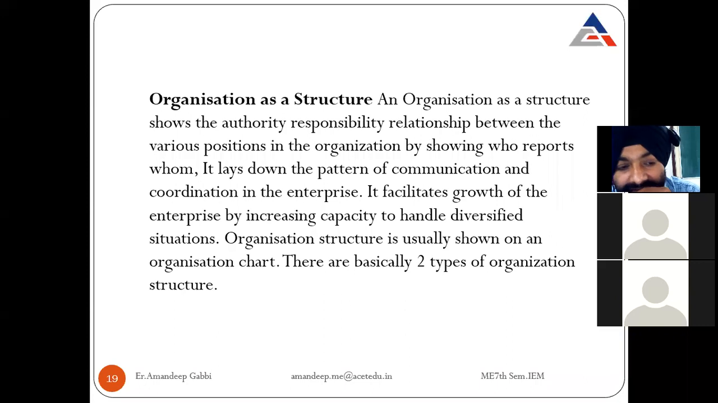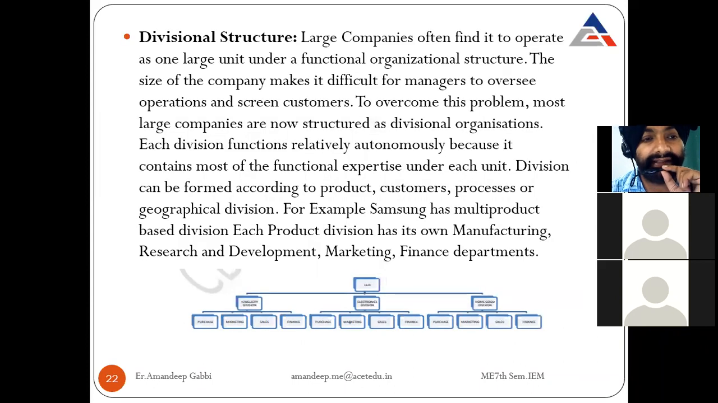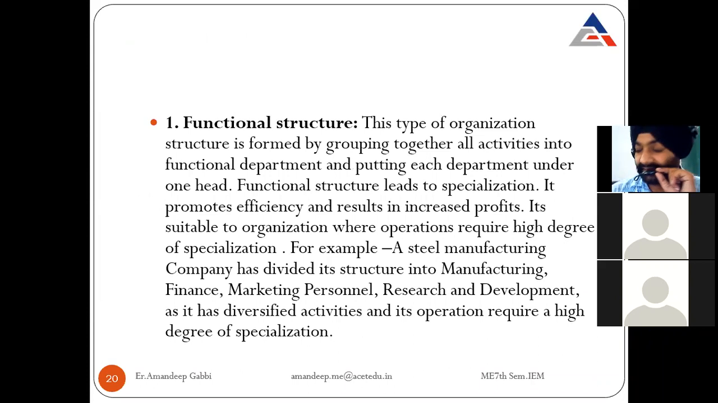It lays down the pattern of communication and coordination in the company. It also encourages communication and coordination in the enterprise, and facilitates growth of the enterprise by handling diverse types of situations. An organization is shown on an organization chart. There are two types of organization structure, functional structure and divisional structure. Right?